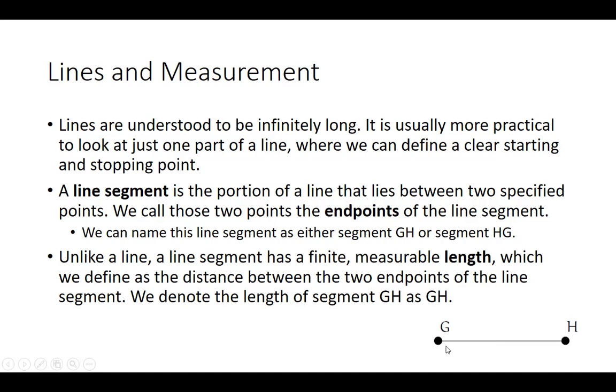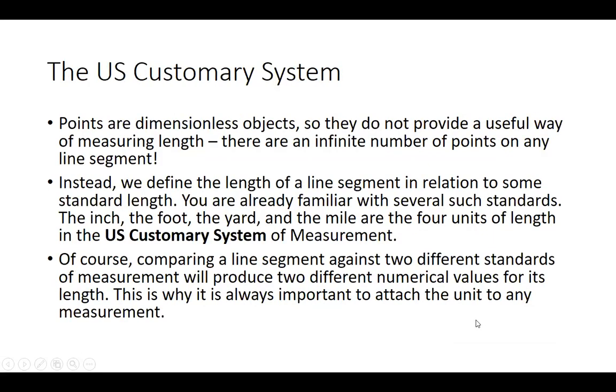Unlike a line, a line segment has a finite measurable length, which we define as the distance between the two endpoints of the line segment. We simply denote the length of segment GH as GH. Points are dimensionless objects, so they do not provide a useful way of measuring length. There are an infinite number of points on any line segment. Instead, we define the length of a line segment in relation to some standard length.